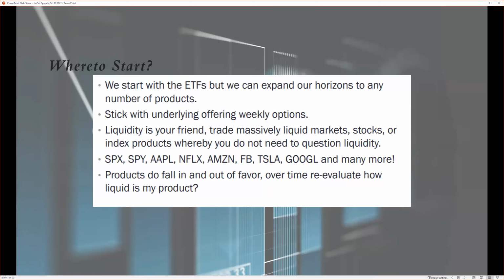We need massively liquid markets, stocks or indices with products where you don't have questions of liquidity. SPX, SPY, Apple, Netflix, Amazon, Facebook, Tesla, Google, NVIDIA, and so on. You already know who they are. Products do fall in and out of our favor over time, so reevaluate how liquid your product is, making sure that the product continues to be liquid in order for us to continue trading, right?